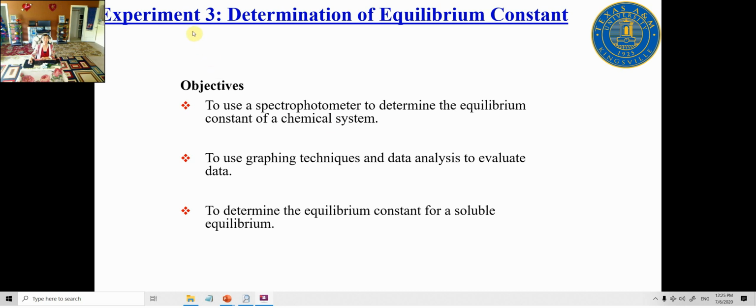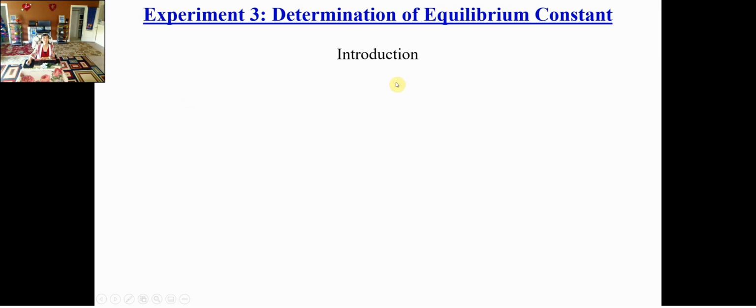So today we will discuss Experiment 3, Determination of Equilibrium Constant. The objective for this Lab 3 is to use a spectrophotometer to determine the equilibrium constant of your chemical reaction, to use graphing techniques and data analysis to evaluate your data, and also to determine the equilibrium constant for soluble substances which are reaching equilibrium. So those are the three goals of this experiment.